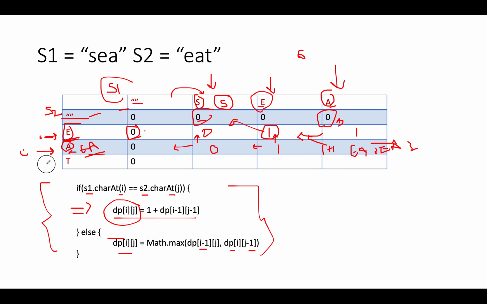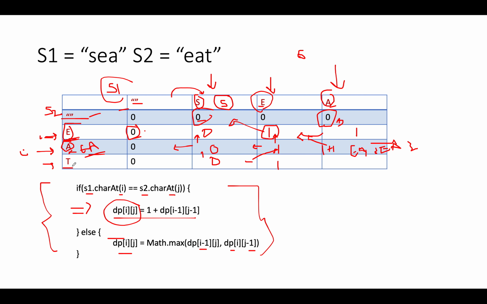Let's move on to the next iteration, and this time we have T. T doesn't match with S. So what we'll do, we'll look at diagonally up and sideways values. The maximum of these two is 0. The answer becomes 0. Let's move on to the next iteration. We have T and E, still an unequal case. Maximum of these two values, up and sideways: 0, maximum of 0 and 1 is 1. So we'll get 1 here.